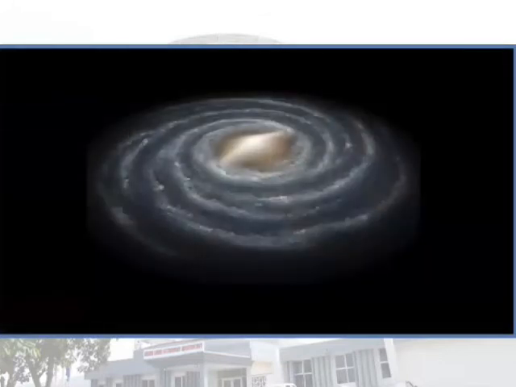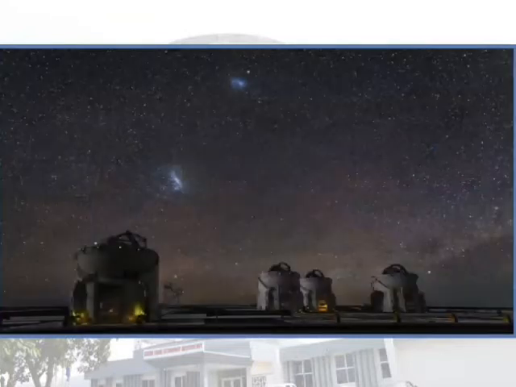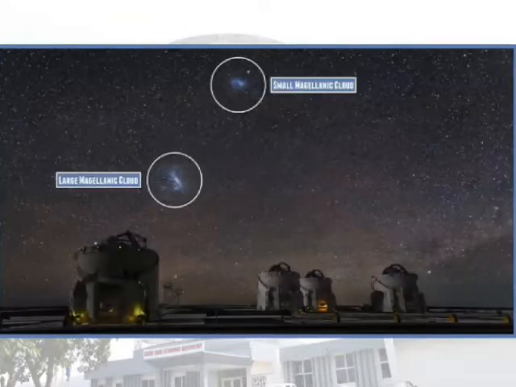So coming back again to our Milky Way galaxy, you will see that the Milky Way galaxy is similar to other galaxies like the Purple galaxy, the Small Magellanic Cloud, and all that. And then this is the Large Magellanic Cloud, and this is the Small Magellanic Cloud.